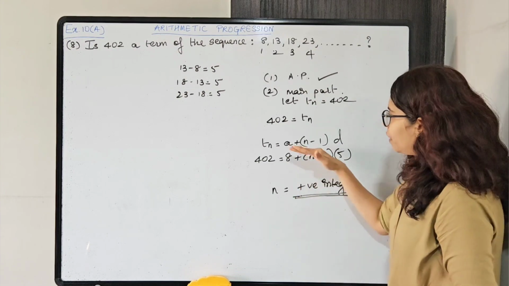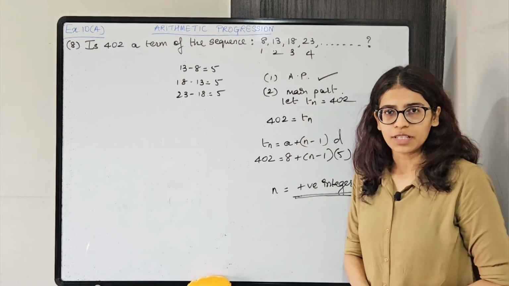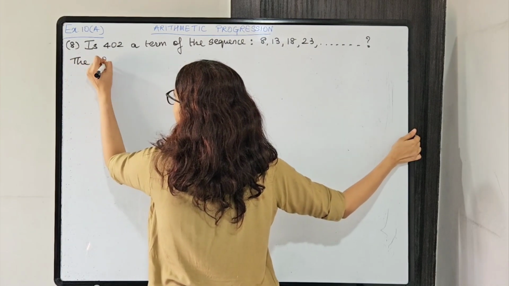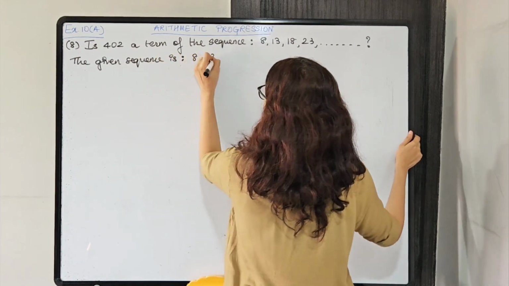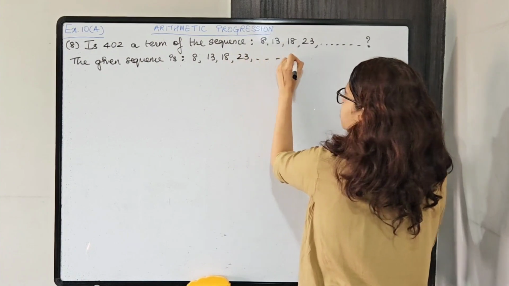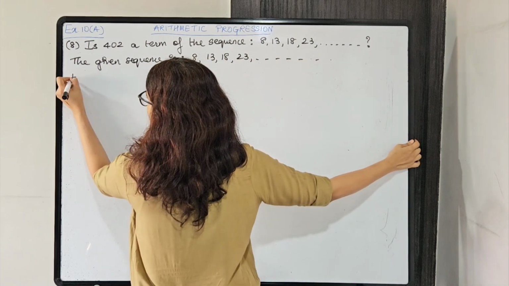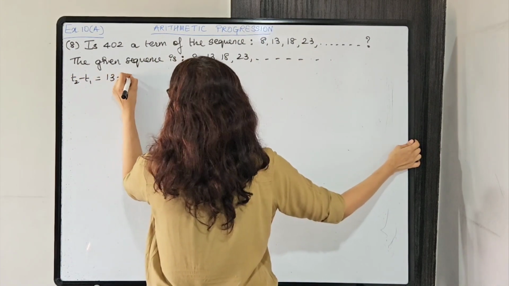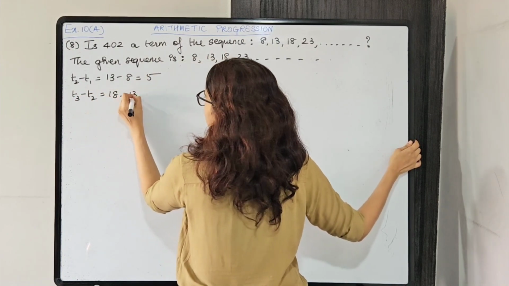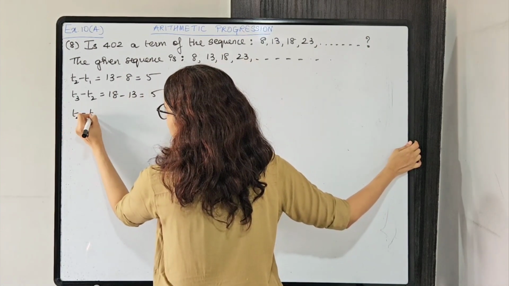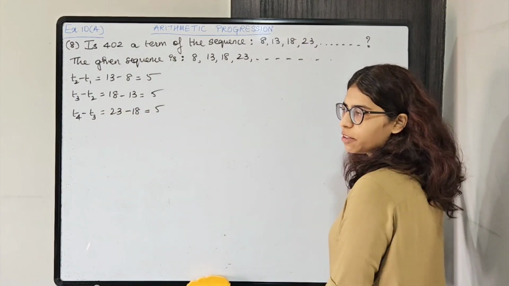Okay, so we'll apply this formula, and before that, first we'll prove that this is an AP. So let us solve now with proper steps. The given sequence is 8, 13, 18, 23. First we'll find the difference between two consecutive terms. t2 minus t1, that is 13 minus 8, is 5. t3 minus t2 is 18 minus 13, which is again 5, and t4 minus t3, again we are getting 5.